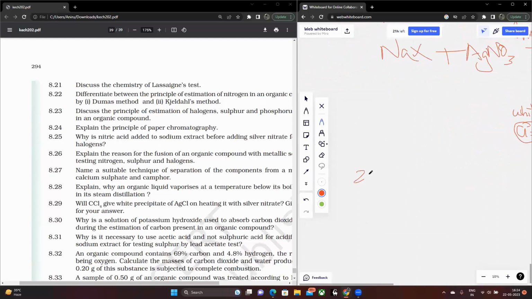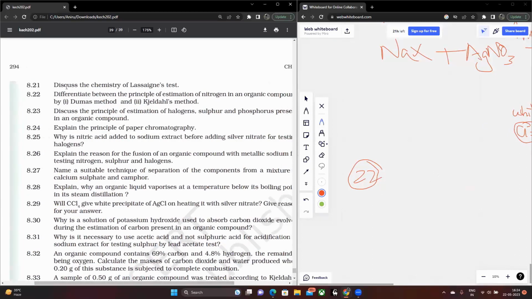And then 22 is the differentiation between the principles of estimation of nitrogen in an organic compound by the Dumas and the Kjeldahl's method. So the Dumas and the Kjeldahl's method differ basically in the fact that I'll just go through the process. I'm not writing down anything, I'll just give voice. In Dumas method, you have a known mass of the compound heated with an excess of copper oxide in an atmosphere of CO2 when the nitrogen is converted to N2.